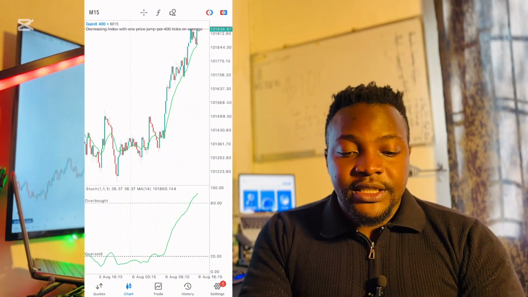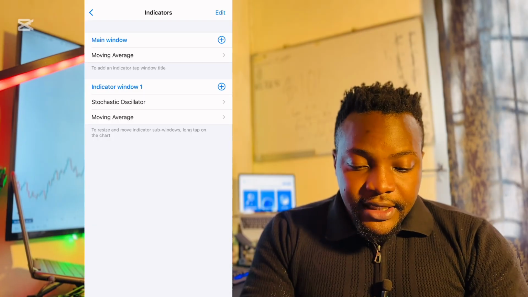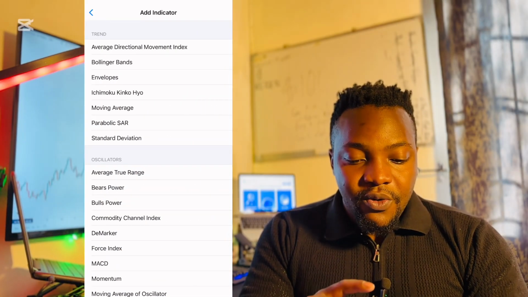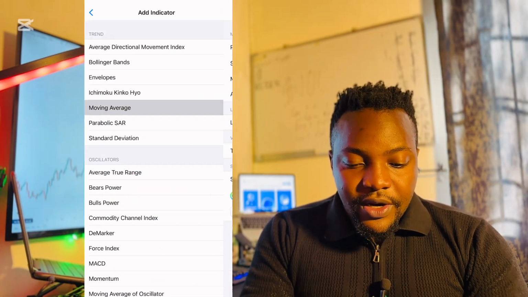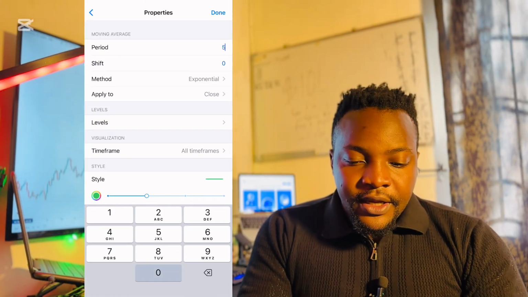Now last but not least, let's add the final indicator. Once again, it is going to go under our indicator window 1. So click on indicator window 1 and click on moving average. This time around, the period is going to change to 50.